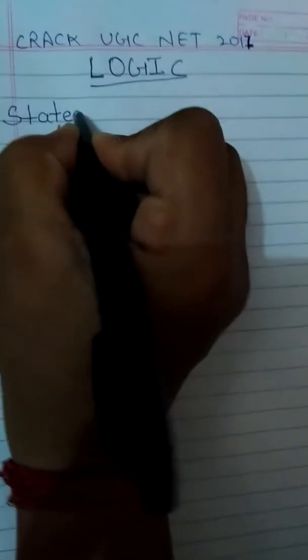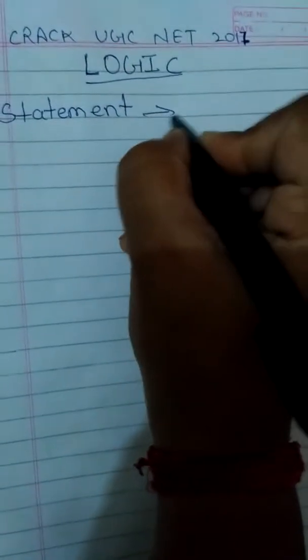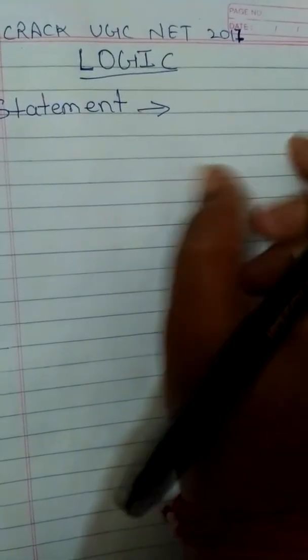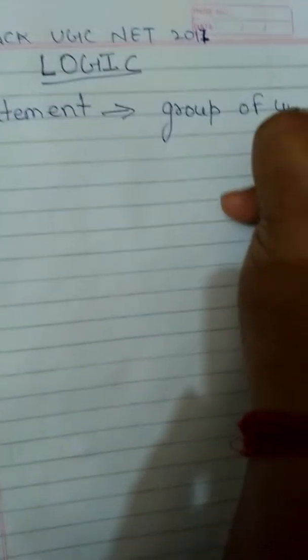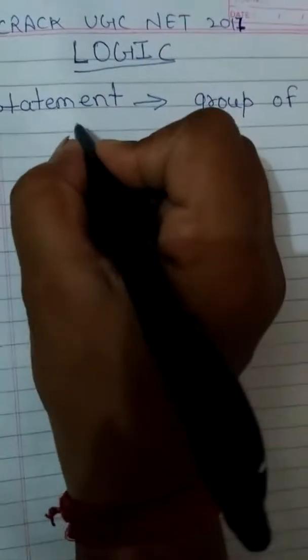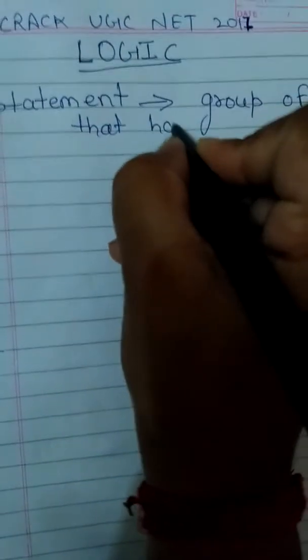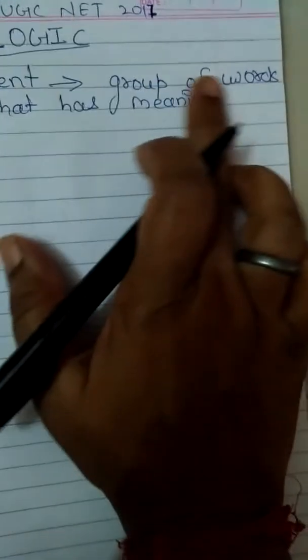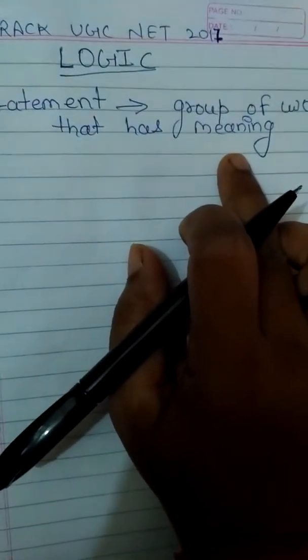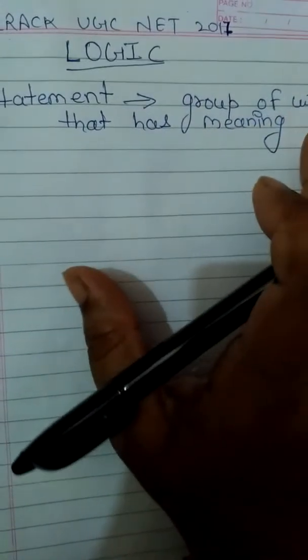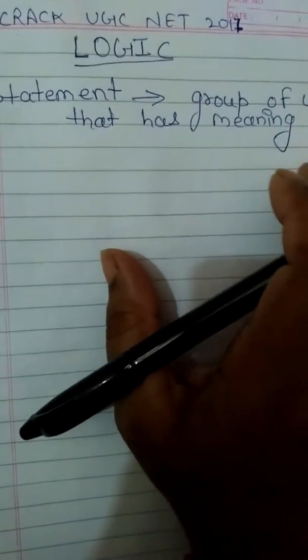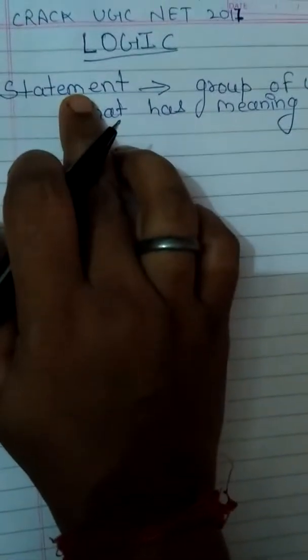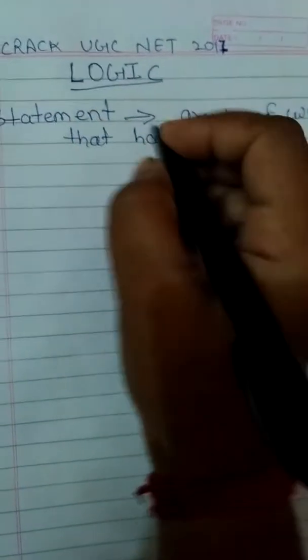So first, we will understand what a statement is. A statement is a group of words that has meaning. But in logic, a statement means a group of words that has two terms. The first is used as subject and the second is used as predicate. Normally we consider a statement as a group of words that have meaning.